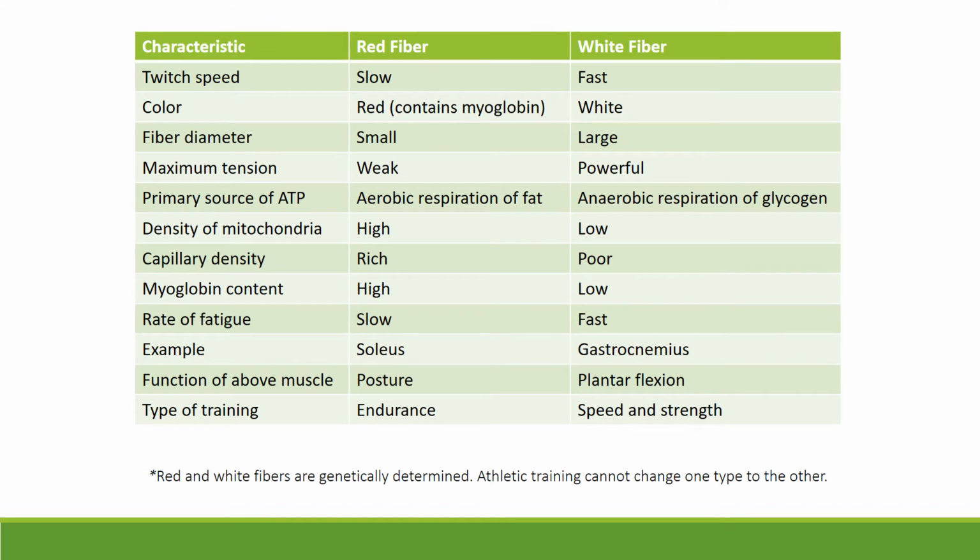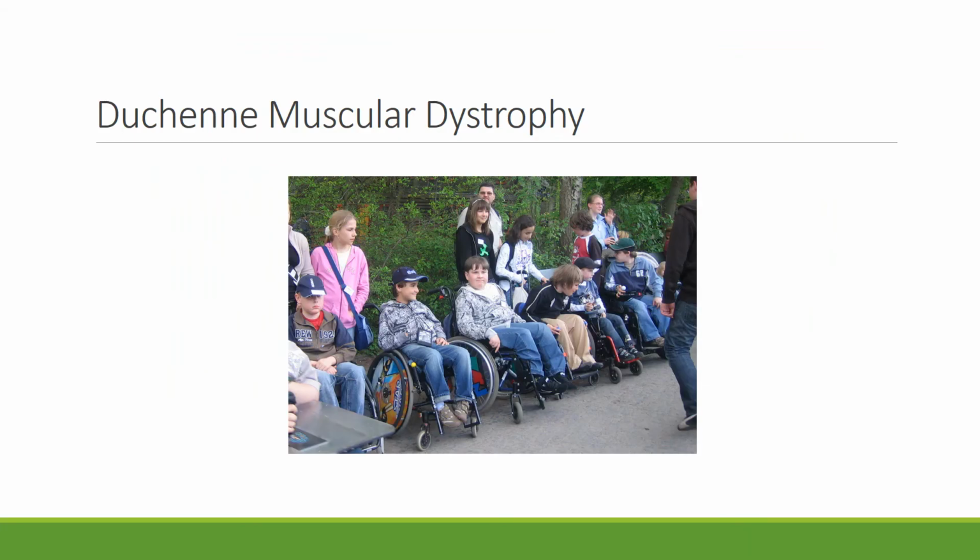Here is a comparison of red and white fibers. Please be sure to go through this list and make sure you know the differences between red and white fibers. Red and white fibers are genetically determined. This means that athletic training cannot change one type to the other. We're going to look now at a disease of the muscular system known as Duchenne muscular dystrophy. It was named for the man who discovered the disorder.